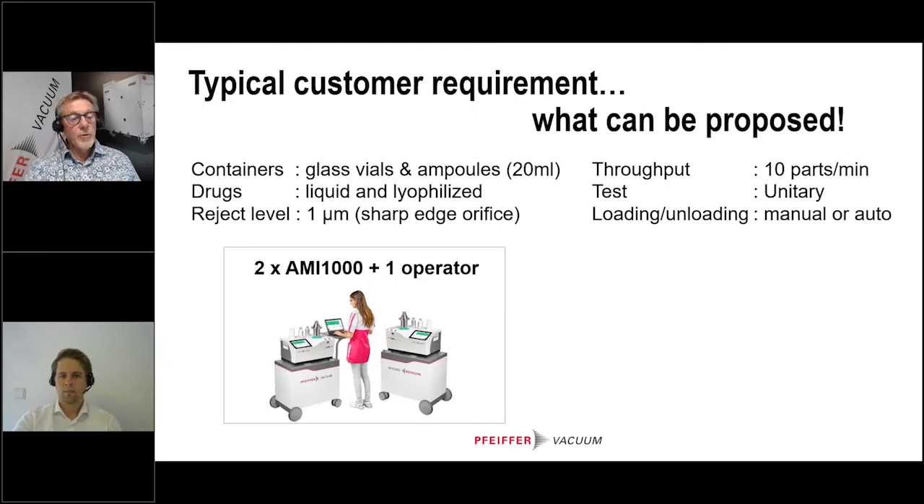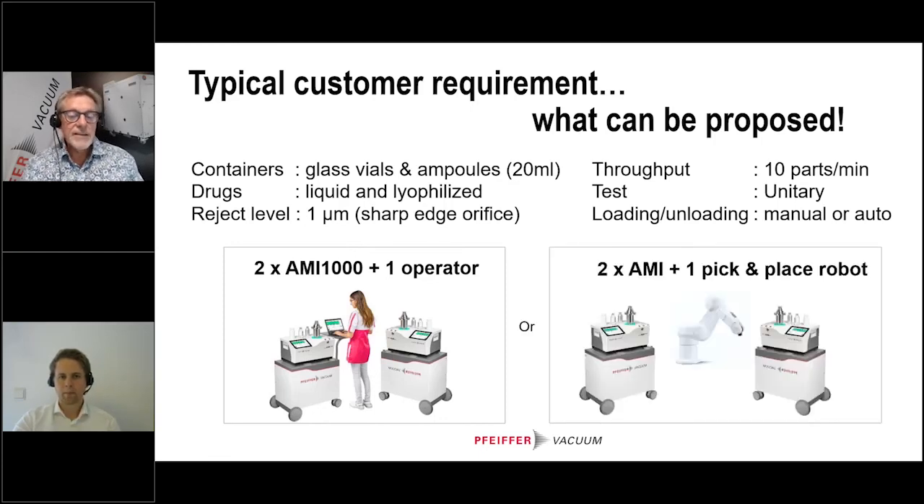So the operator will load 1 equipment while the other one is being tested, and afterwards he will unload the second one while the other one is being tested. So it's quite efficient to get a higher throughput. And as I told you during the presentation, in this case, we could imagine replacing the operator, because the operator has no real added value except to load and unload the parts. So for example, to use pick and place robots.